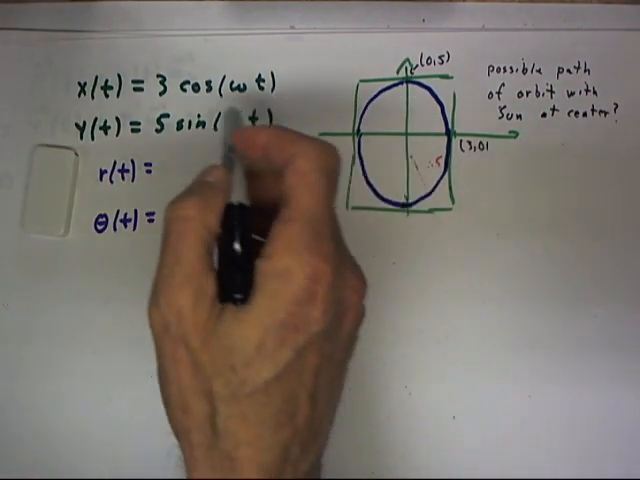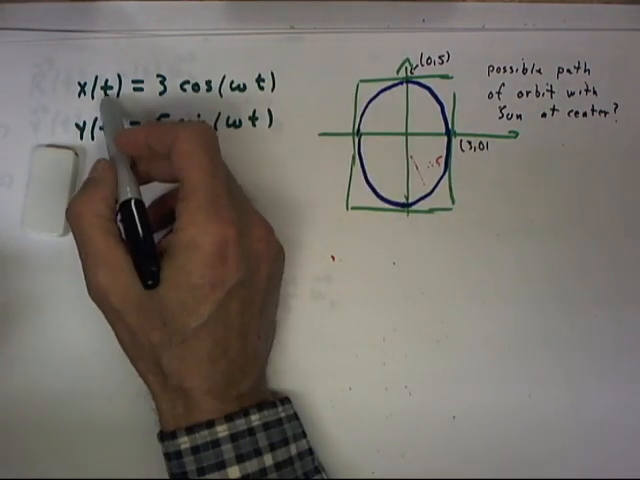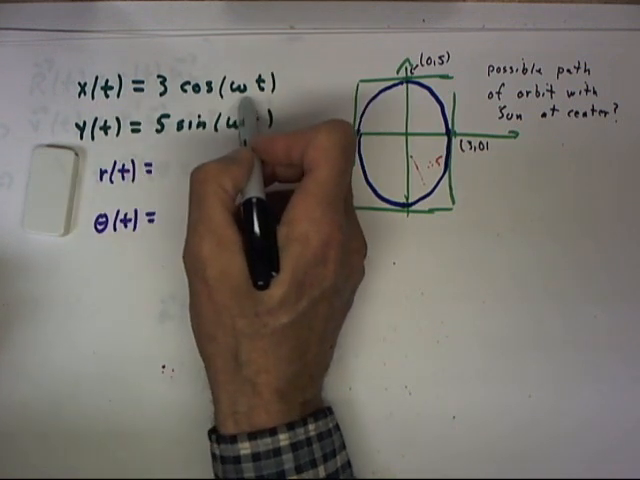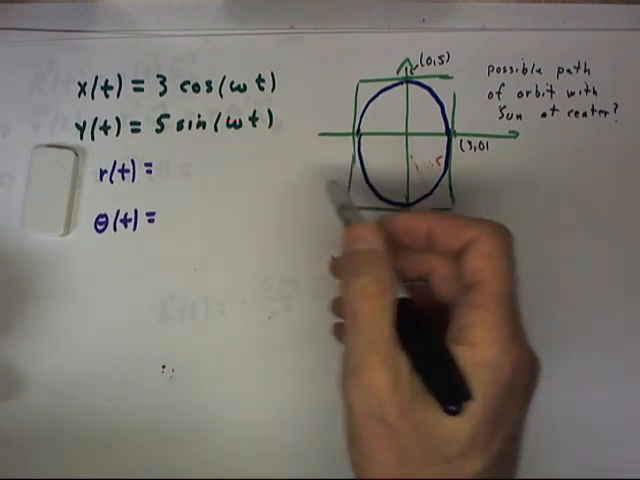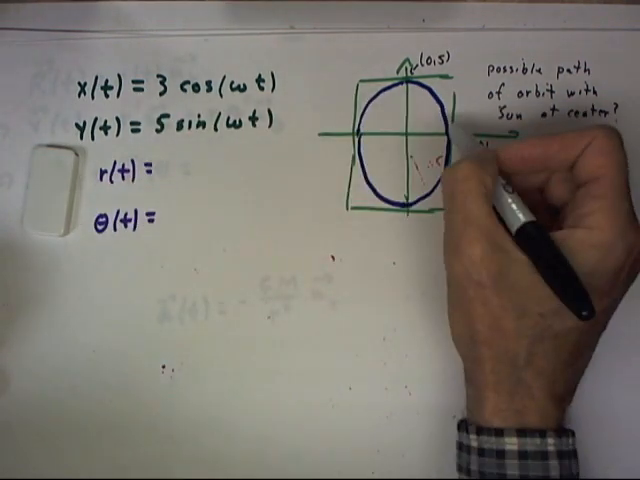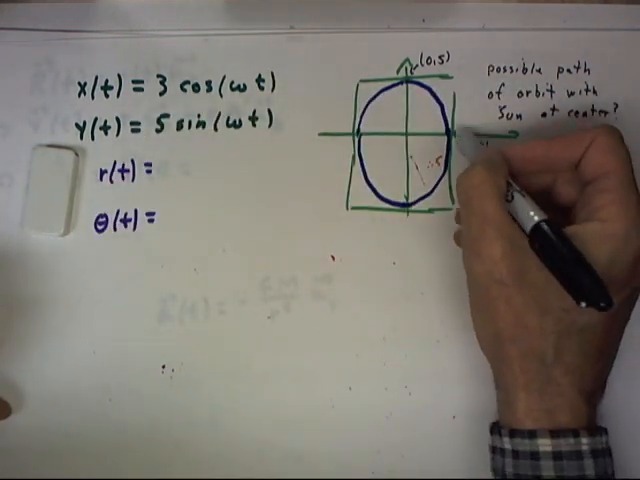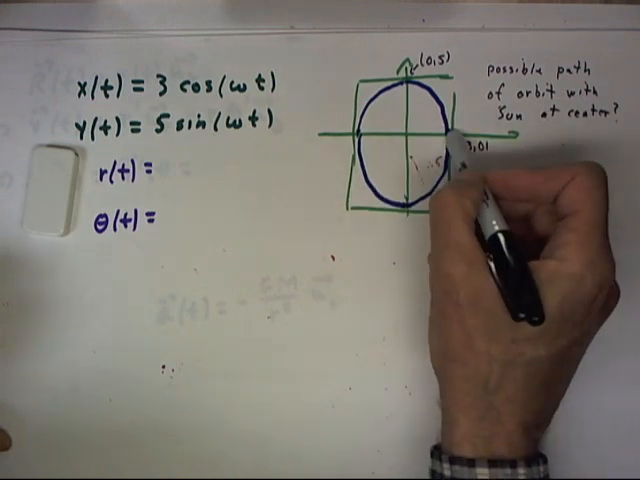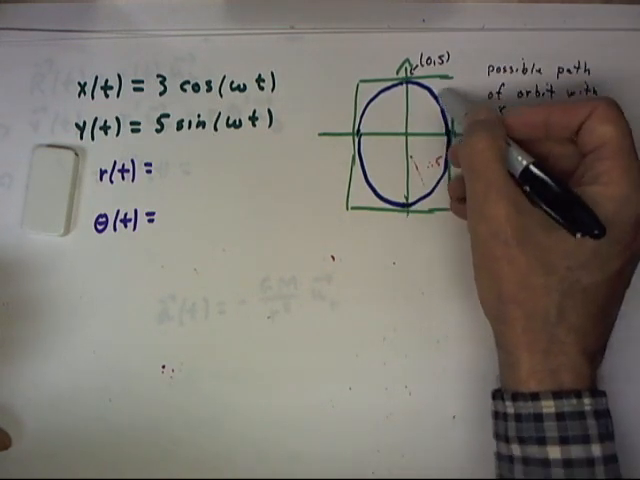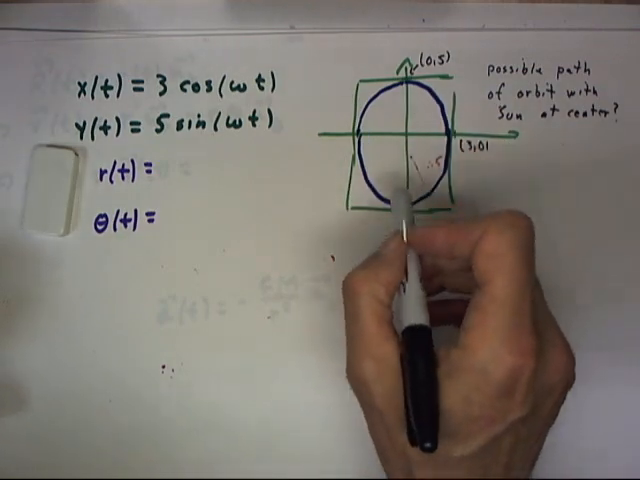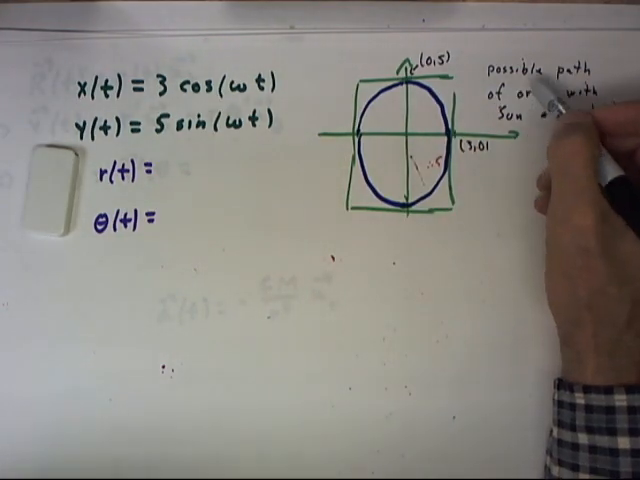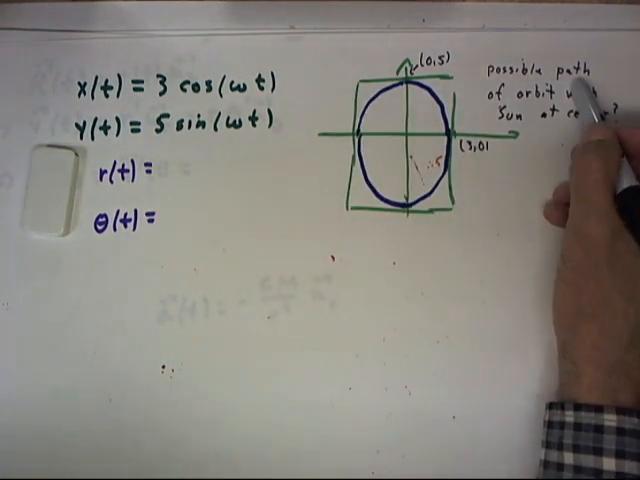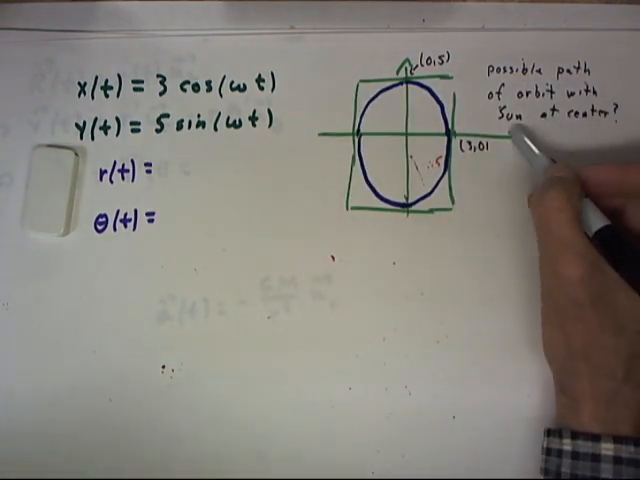Let's consider a motion parameterized by x of t equals 3 cosine of omega t, y of t equals 5 sine of omega t. We know from previous examples that this is an ellipse with semi-major axis 3, semi-minor axis 5, sketched as so. I'm not going to go through the explanation of the sketch here. We've done that.